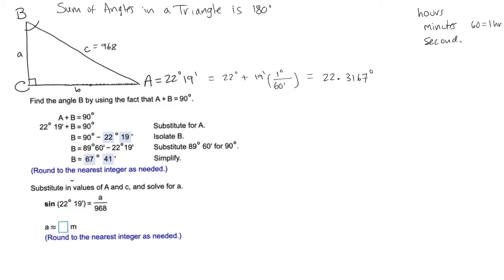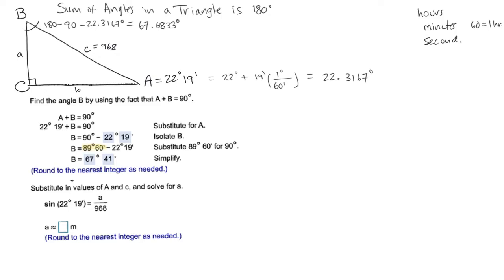Now the sum of angles in a triangle is 180 degrees. So to find B, I would take 180 minus that 90 degrees, which is our C. You just subtract out the angles that you know, and what's left is your B angle, which is about 67 degrees, or 67.6833 degrees.